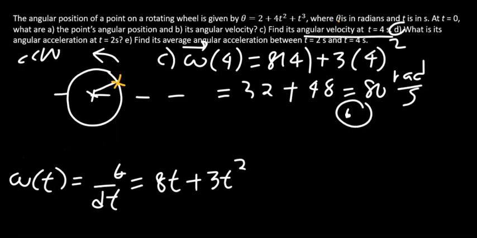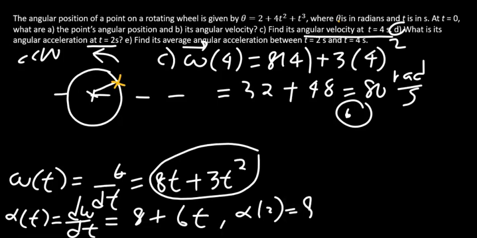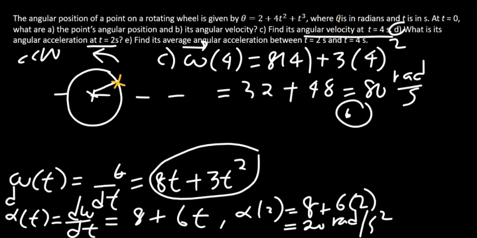Now let's look at part D. What is its angular acceleration at t equals 2 seconds? The angular acceleration is given by the time derivative of angular velocity. So you have to take the derivative of that expression with respect to time, and that's going to give you 8 plus 6t. So when t equals 2, your alpha is simply 8 plus 6 times 2. So 8 plus 12, and that is 20 radian per second squared. So that is the answer for part D.